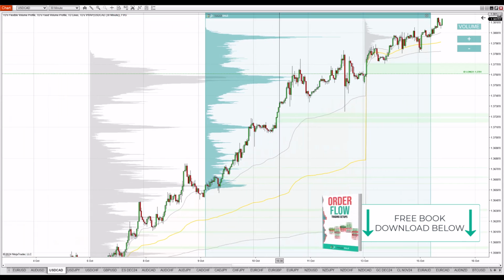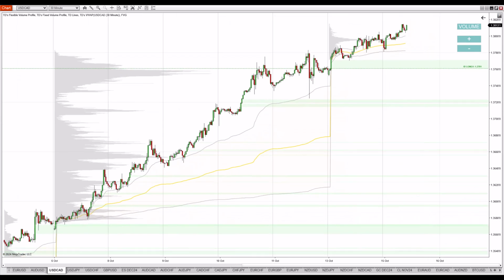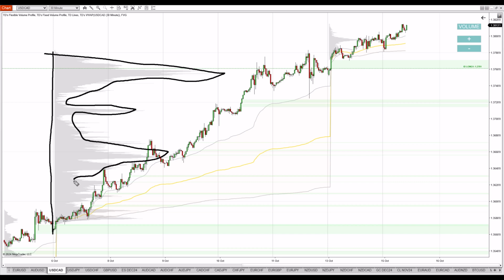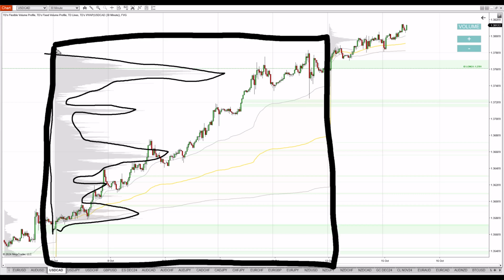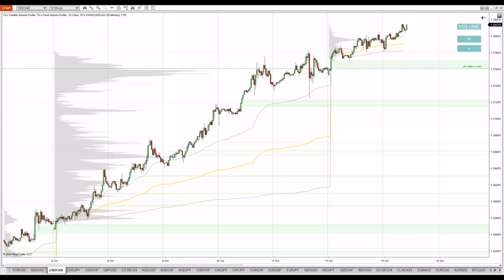By the way, there's one more thing to it, which I forgot to mention. It is actually a weekly point of control from the previous week. If you look at this gray profile here, that's the volume distribution throughout the whole previous week. The heaviest volumes in the previous week were right here, at this price level, which as you can see is at our support level here. Alright, so that's another thing that adds strength to our level. So this is how you can trade when there's a trend.